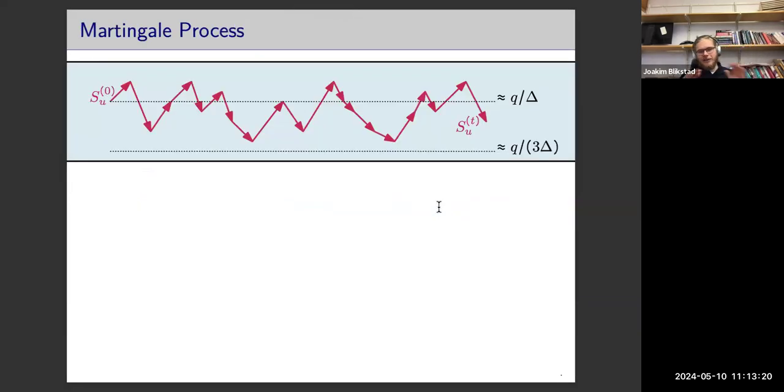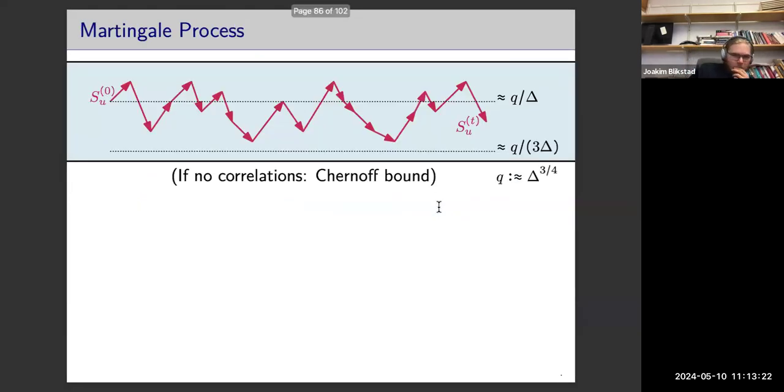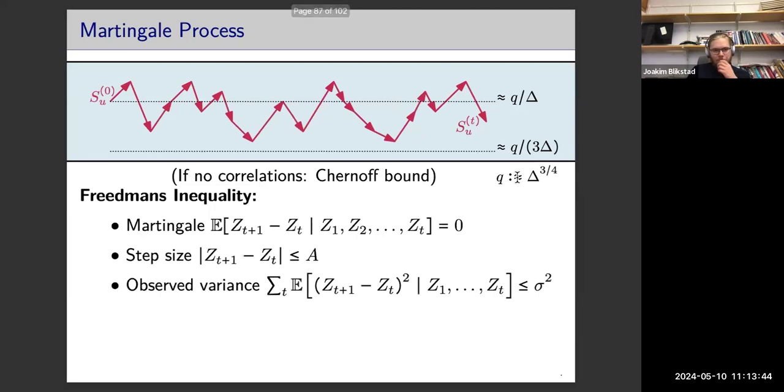So how do you analyze such a process? If you have no correlations whatsoever, you can just assume things are independent. Each step here is independent. There's no correlations between the edges. You can just use Chernoff bounds. And you would get the same result as we get in the end. You would get q roughly equal to delta to the 3 over 4 for this to work, for it never to fall below.